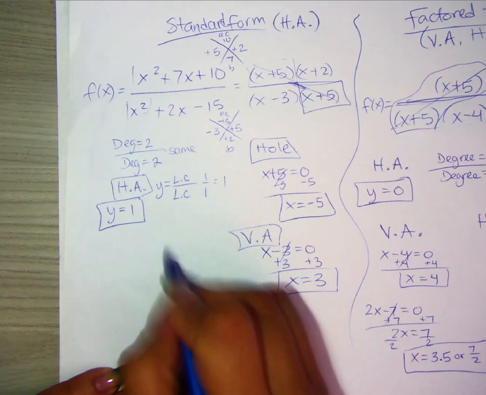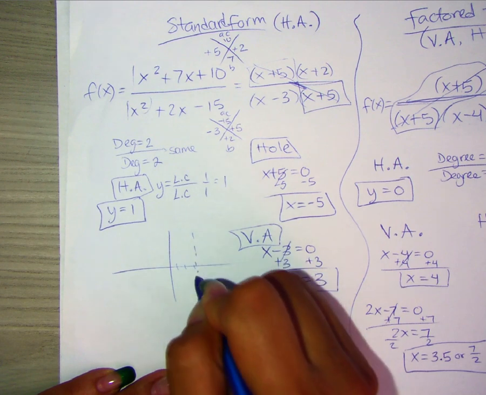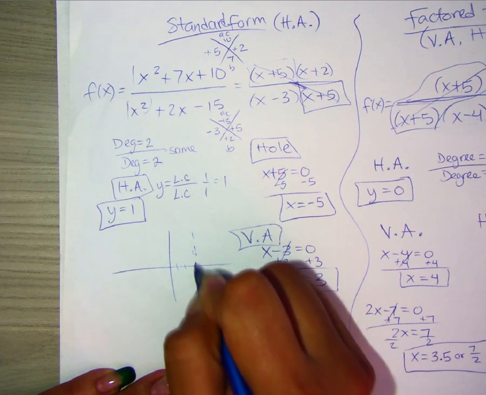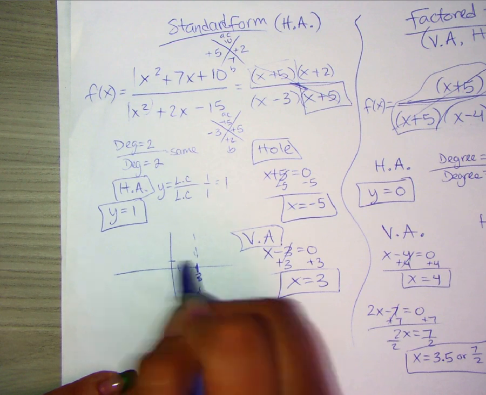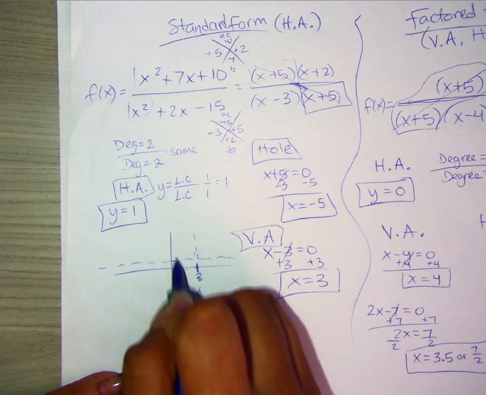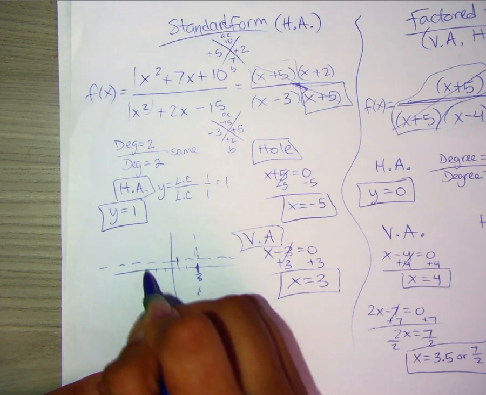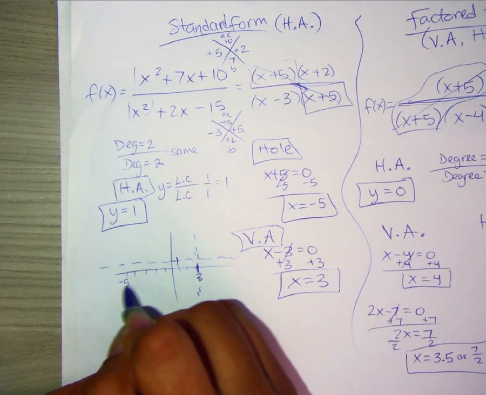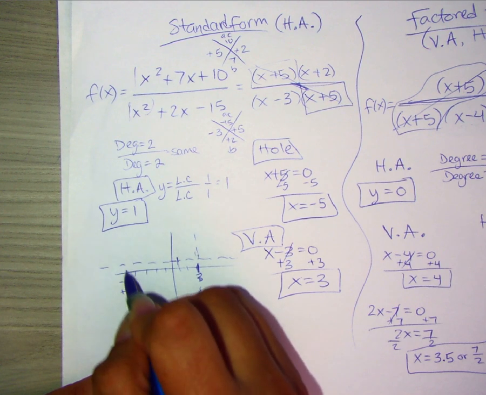So a visual for this will be a vertical asymptote at 3. Right here at 3. And then a horizontal asymptote when y equals 1. So here's the horizontal asymptote when y equals 1. And then a hole when x is -5. So wherever you have -5, wherever the graph is, there will be a hole at -5.